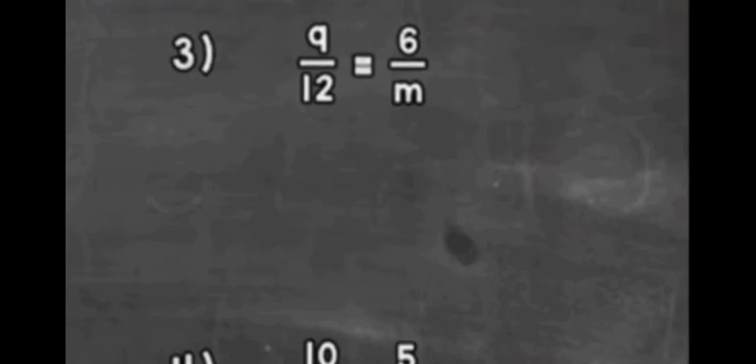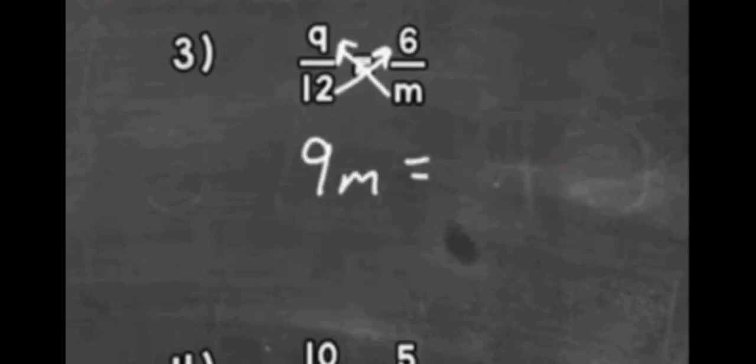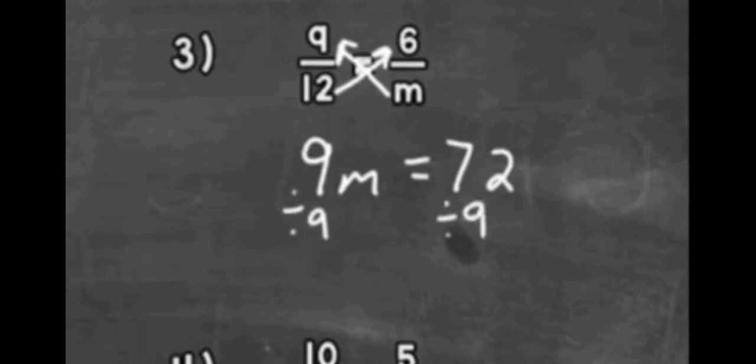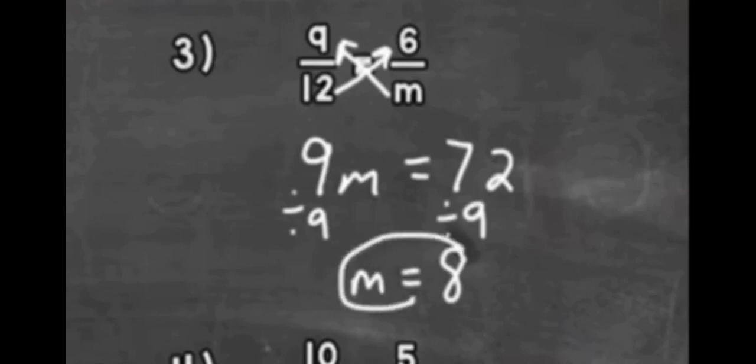So in number 3, we have 9 over 12 equals 6 over m, so we need to find m. Let's draw our lines to represent cross multiplication. 9m, or m times 9 there, equals 12 times 6, which is 72. So let's isolate our m, divide both sides by 9, and that will bring us to our answer. M equals 8. So 9 over 12 equals 6 over 8.